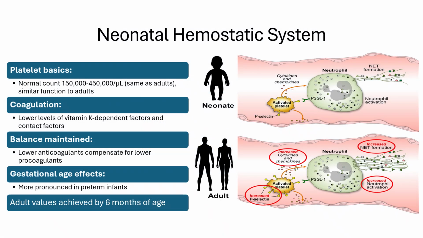The neonatal hemostatic system represents a balanced but immature system that differs significantly from adult hemostasis. Understanding these developmental differences is crucial for interpreting laboratory values and managing bleeding disorders in neonates. Platelet basics demonstrate that neonates have normal platelet counts of 150,000 to 450,000 per microliter, similar to adults.